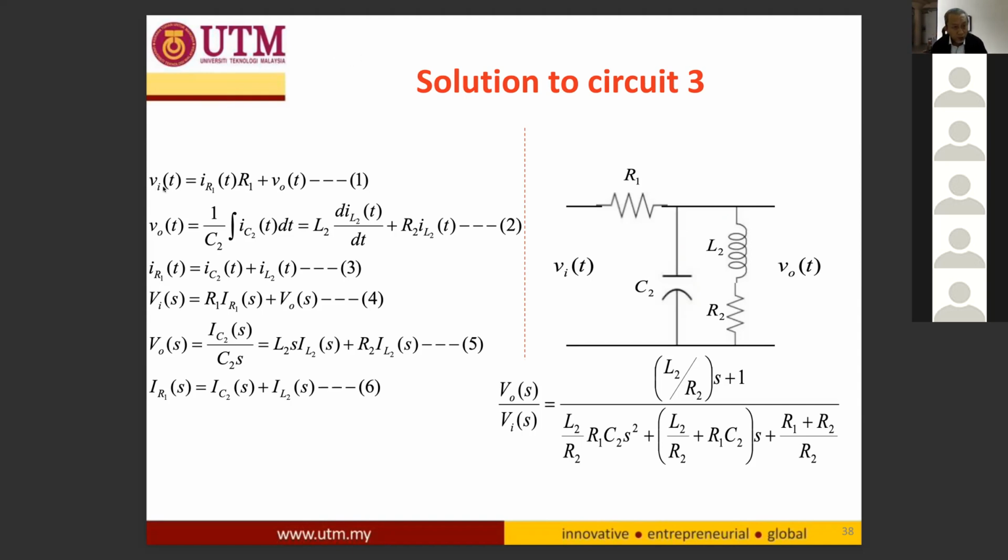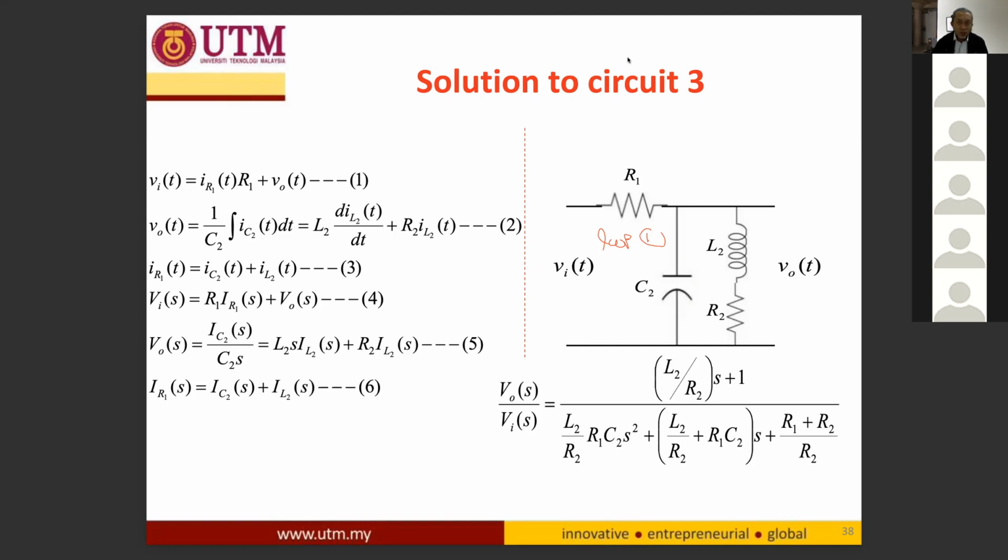Okay, so Kirchhoff voltage law, this loop number 1. Loop 1, which is Vi is equal to IR1 times R1, and V0. But V0 has two expressions. One is for the voltage drop at C2, and the other one is VL2 plus VR2.